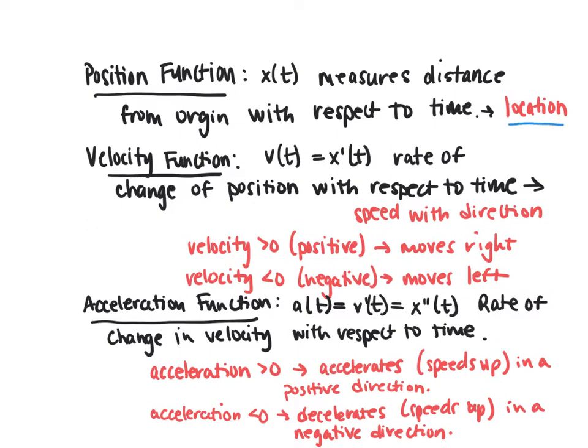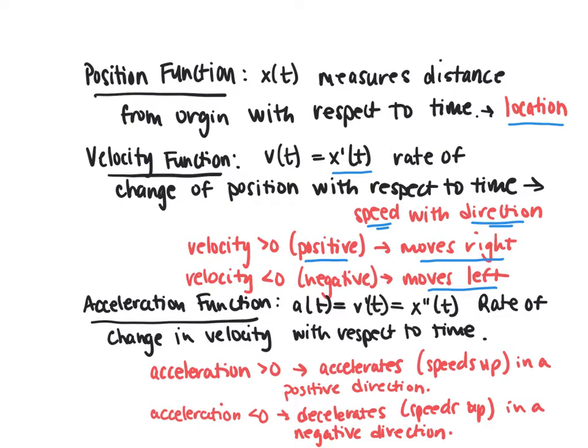Velocity, v of t, is the derivative of the position function. It's the rate of change of position with respect to time. And velocity has both the speed and the direction, so it'll have a positive or negative in front of it. If the velocity is greater than 0, or positive, it's going to move to the right. If the velocity is negative, or less than 0, it moves to the left. So very similar to a number line.